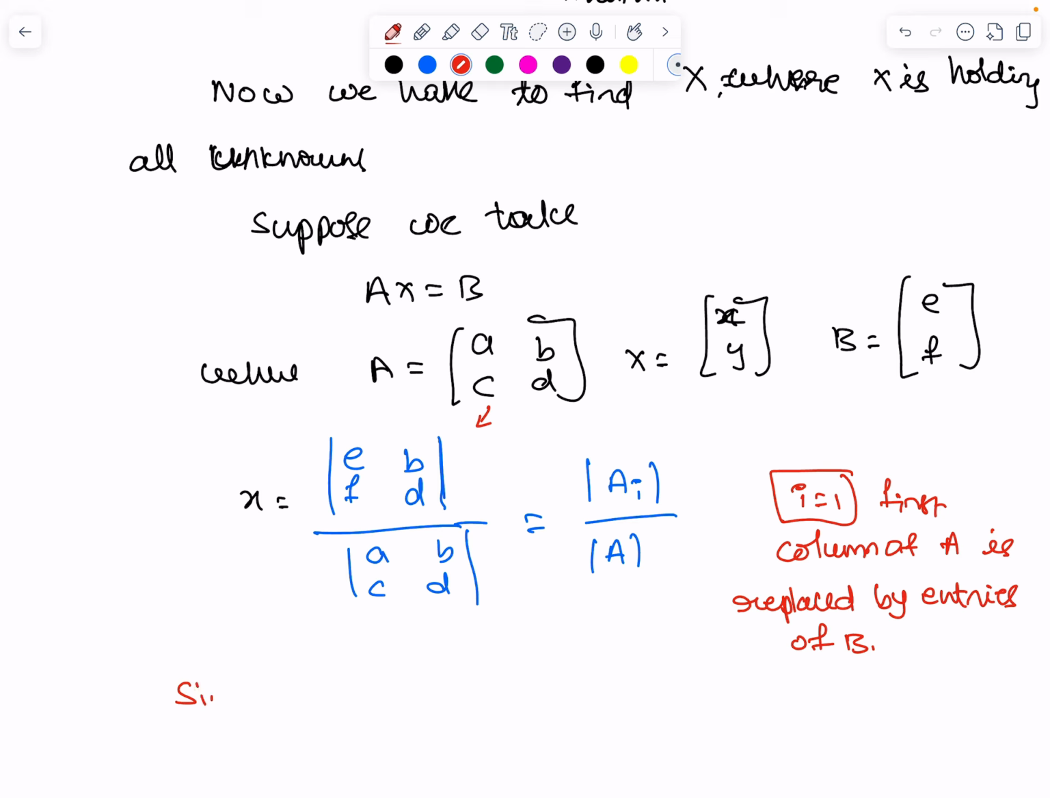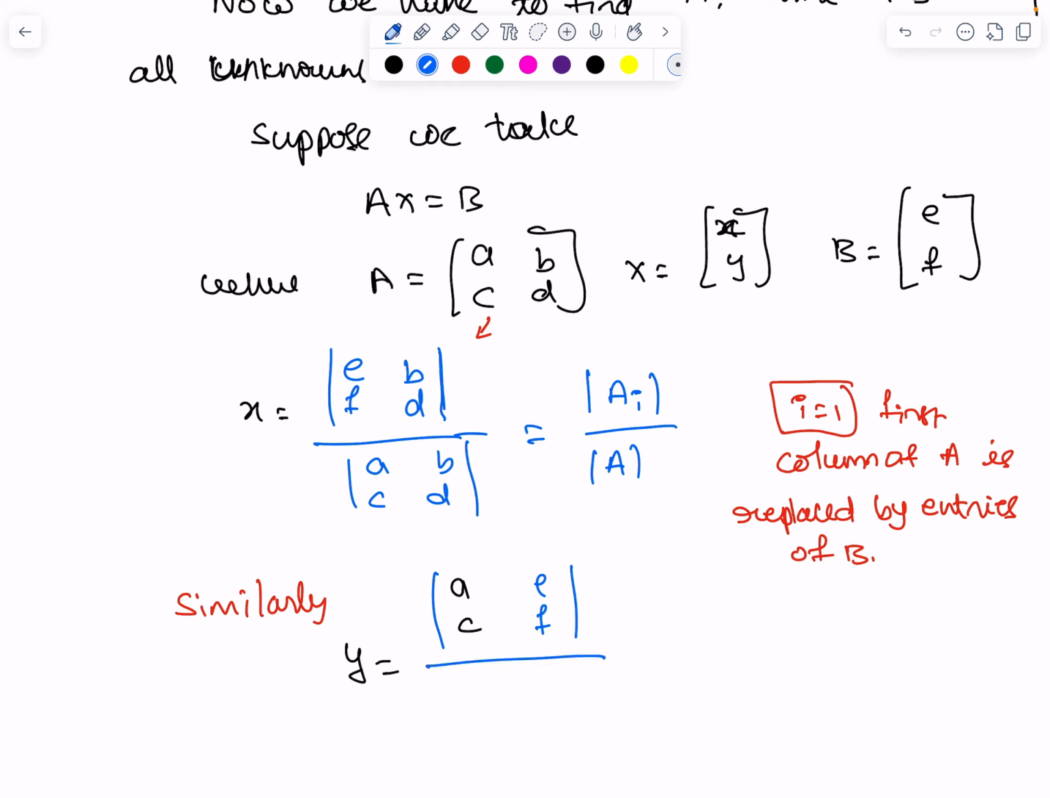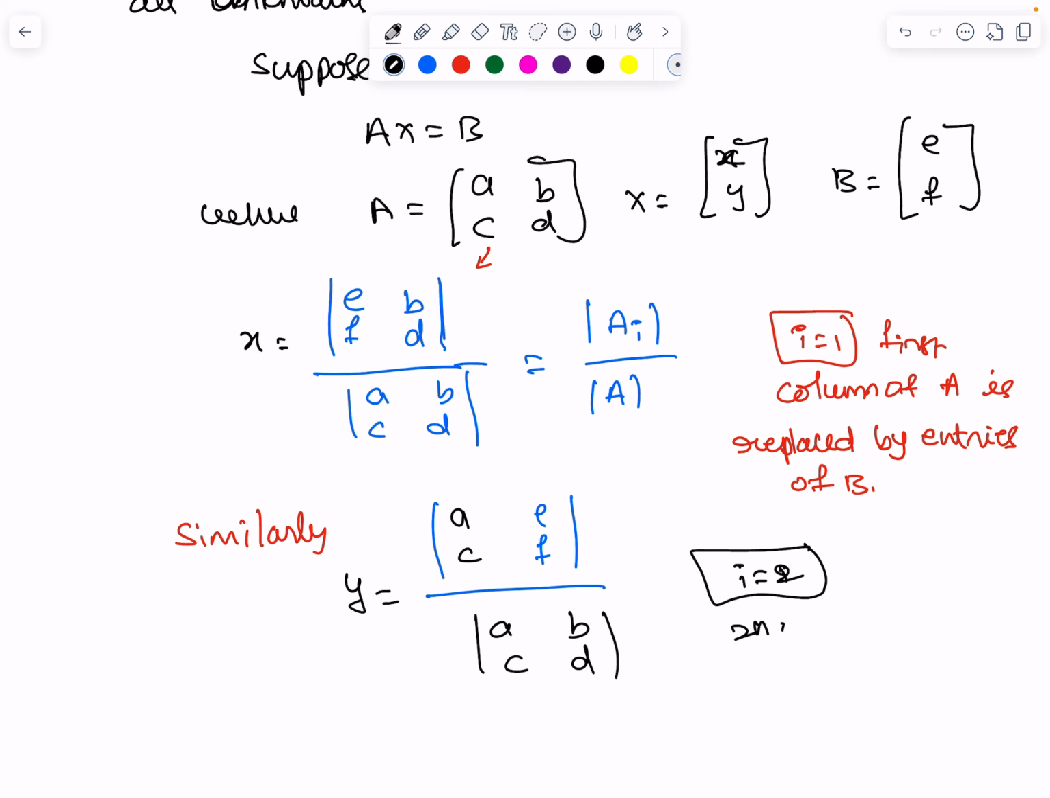Similarly, if you want to find y, y is equal to determinant of A2 divided by determinant of A, where you are replacing the second column of A with the entries of B. So here i is equal to 2, that is, the second column of A is replaced by the elements or entries of B. This is how you are finding it.